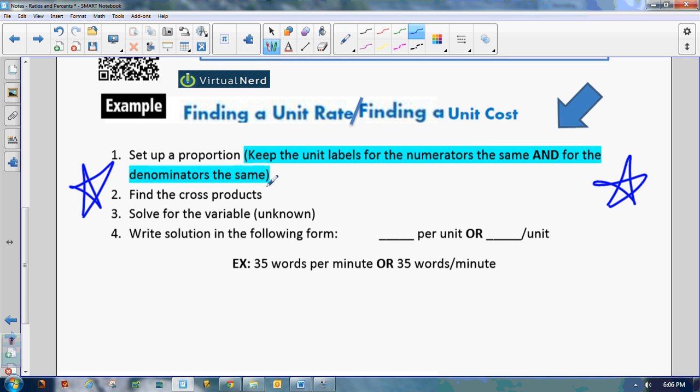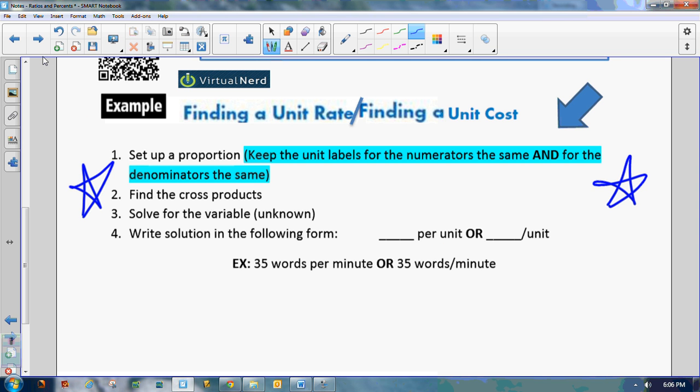We're going to find the cross products. Remember, we did that in the previous lesson when we're solving a proportion. And we're going to solve for that variable, that unknown value that we're looking for. Once we have that answer, we're going to write the solution in the following form. You're going to say blank per unit, whatever the unit is, or you're going to say blank and then do a backslash and then have that unit. So for example, you could say 35 words per minute, or you could write it as 35 words and then have the backslash minute. Still read as 35 words per minute. It's just a shorthand version.